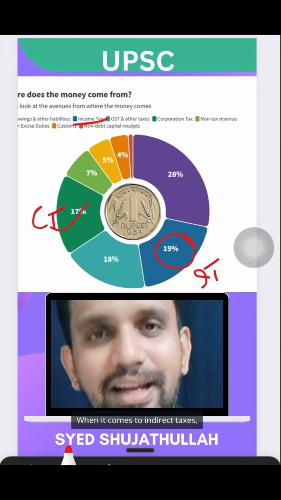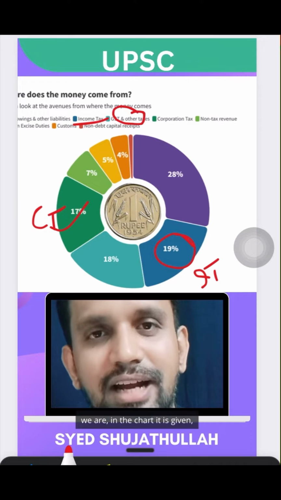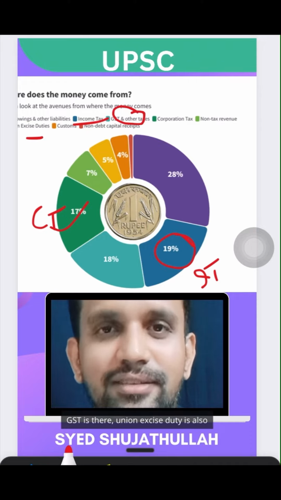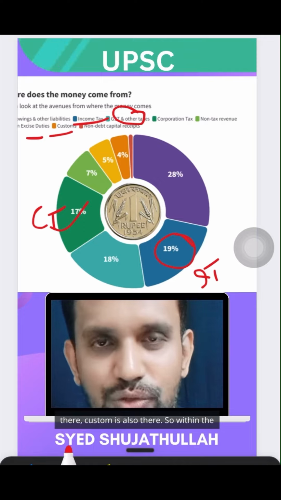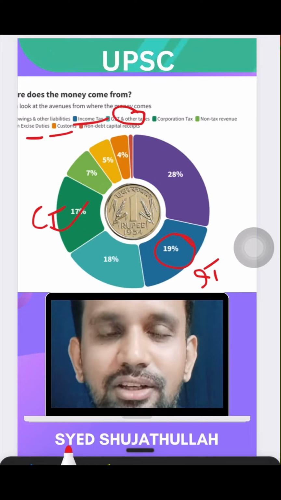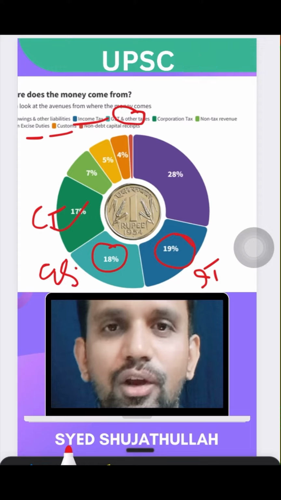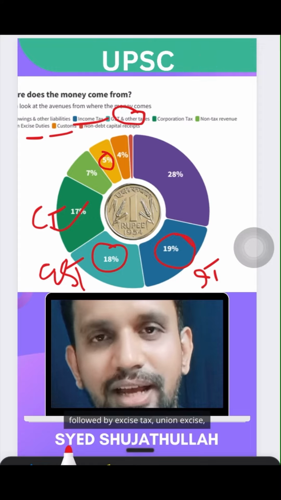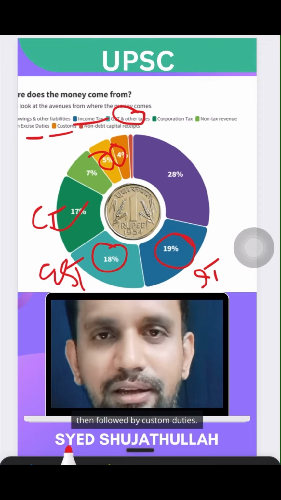When it comes to indirect taxes, in the chart it is given GST is there, union excise duty is also there, customs is also there. So within the indirect tax, GST is the highest contributor, followed by union excise, then followed by customs duties.